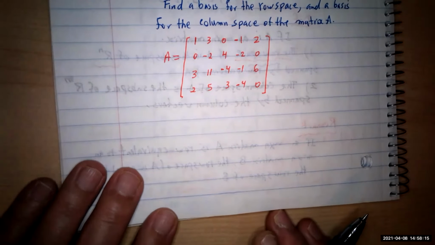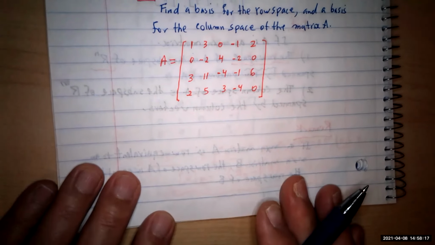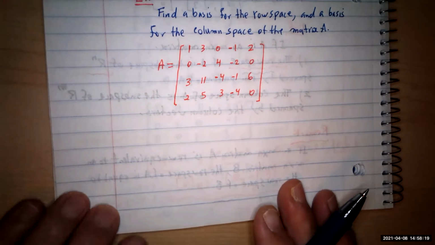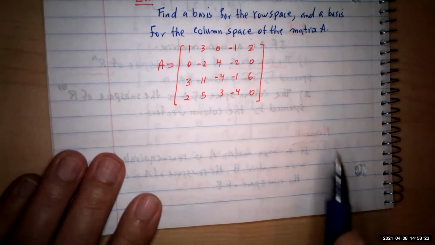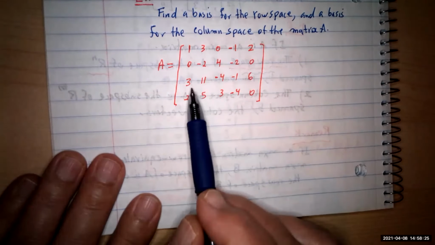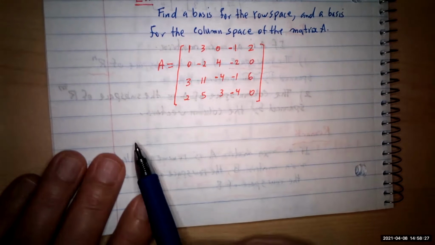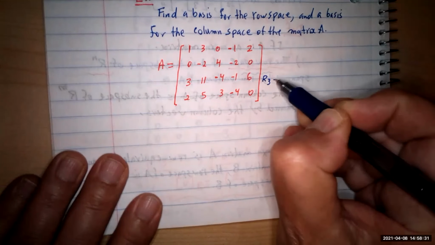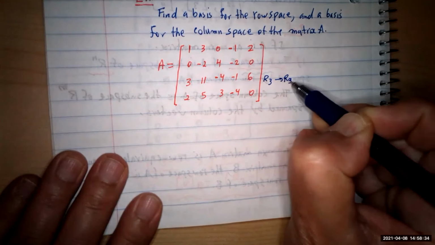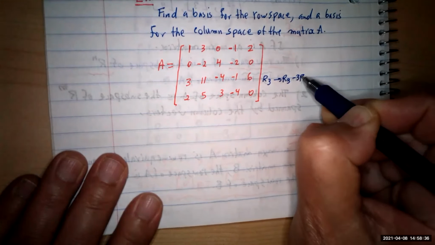There you are. Change it to the row echelon form. That's it. Change to the row echelon form, and then pick those vectors. So what I need is, this is already one, so I need to take care of these two. Quickly, what I do, this is going to be R3. I change R3 into R3 minus 3R1.